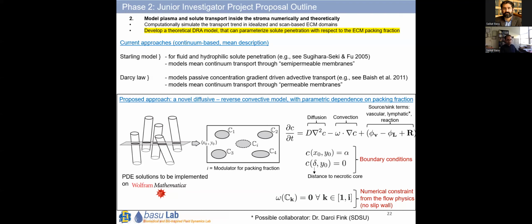Finally, these PDEs will be analytically solved on Wolfram Mathematica with the boundary conditions and the packing fraction effects. So this approach should be able to generate a penetration trend as a function of the ECM packing fraction and blood vessel geometric properties. As a future vision, we should be able to estimate the penetration just based on the packing fraction without running any high-end CFD simulations.